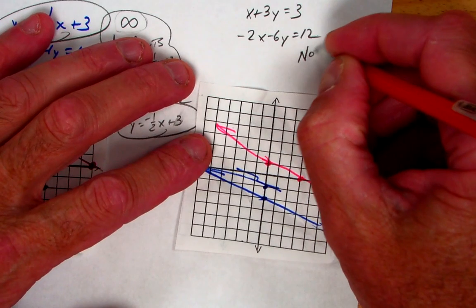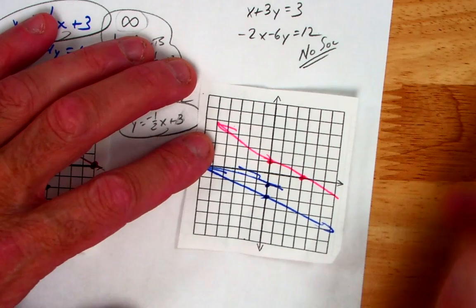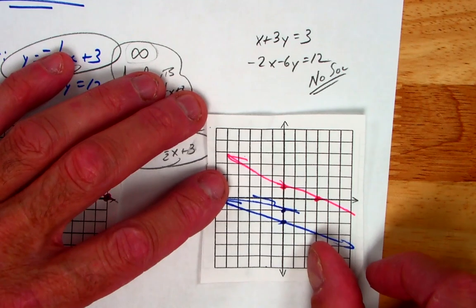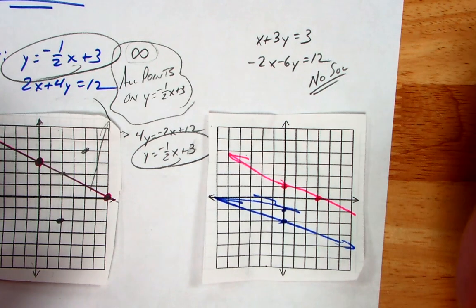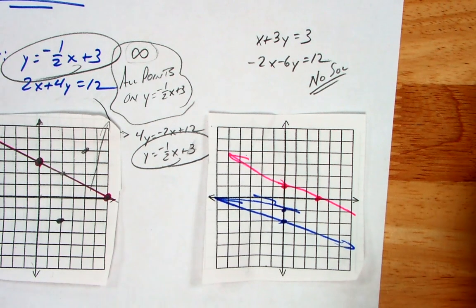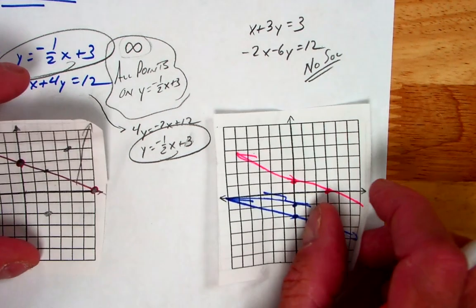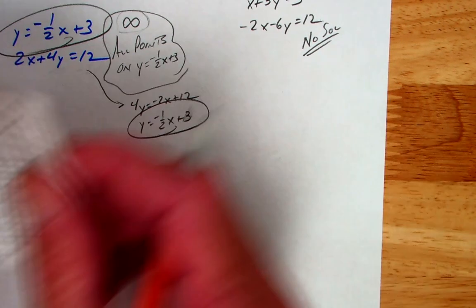No solution. They do not have any points in common. Why don't they have any points in common? Because they have the same slope but different y-intercepts. Okay, so here's what we're going to do. We're going to make a little summary of what's going on.